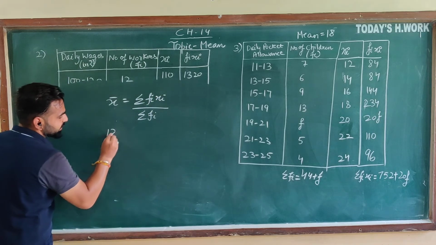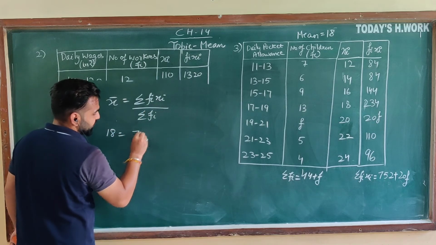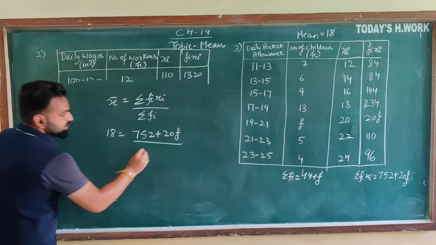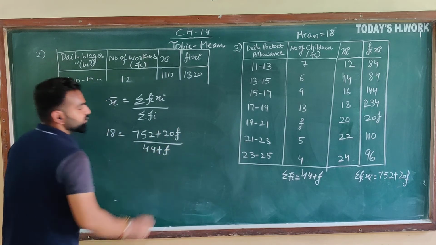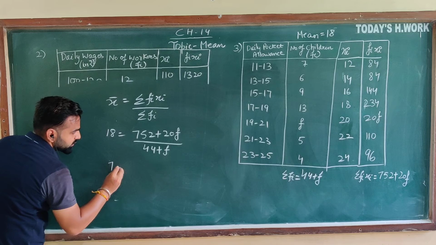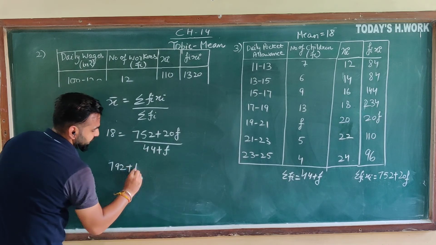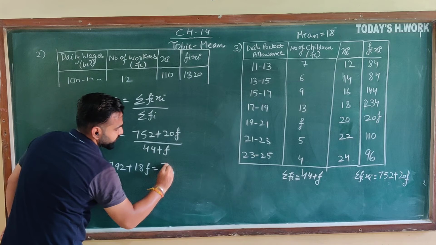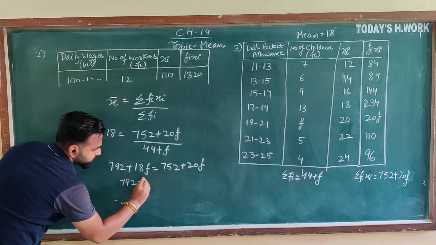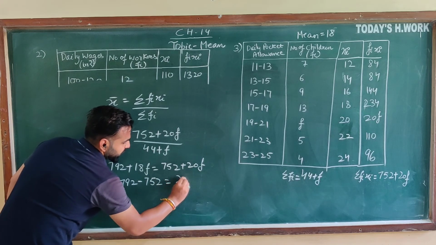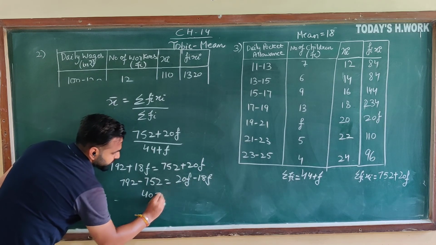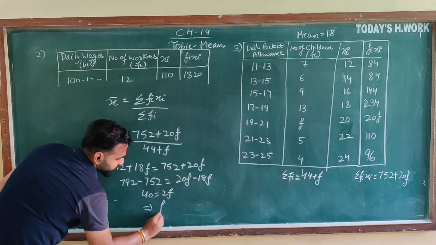So what is x bar? X bar is 18. Sigma fi xi is 752 plus 20f. Sigma fi is 44 plus f. So now we have to find the value of f. We will cross multiply. So 18 into 44 will be 792 plus 18f is equal to 752 plus 20f. So on solving, this will be equal to 792 minus 752, 20f minus 18f. So from here 40 is equal to 2f and f will be equal to 20.